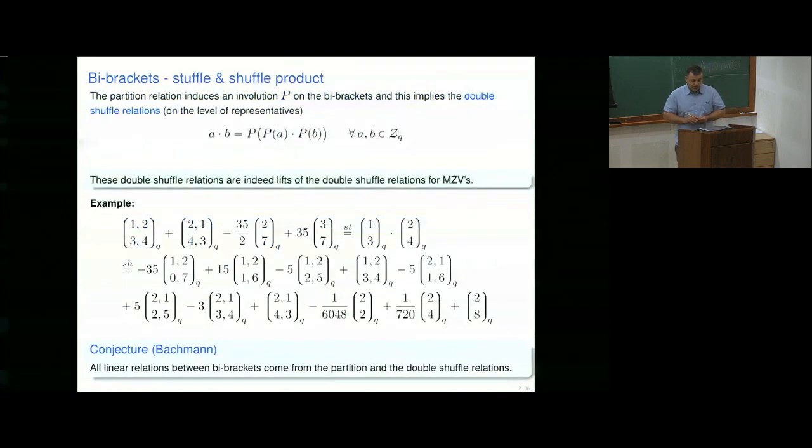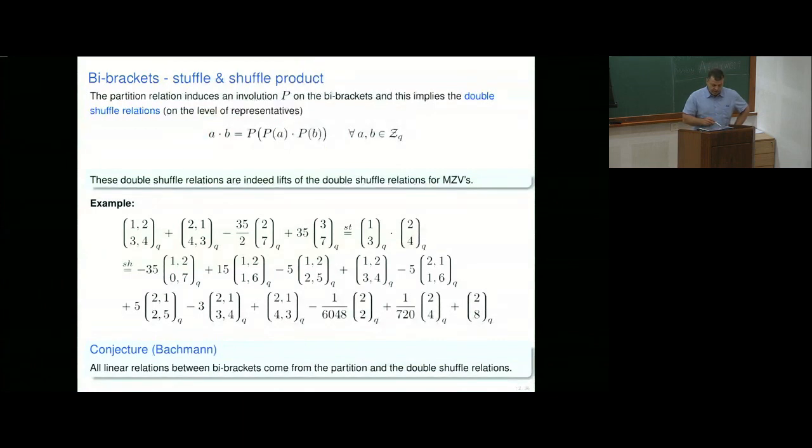Now we are in the position to define how we get this double shuffle. We had the ordinary product, and then we had this involution P coming from the partition relation. Then we can apply this involution to the factors of this product, and then apply it outside again. Remember, we are working on the level of representatives, so the image of this involution is just an expression of the same element, but with different representatives. Therefore it gives you an identity where it is a priori not clear that this is a relation in your algebra.